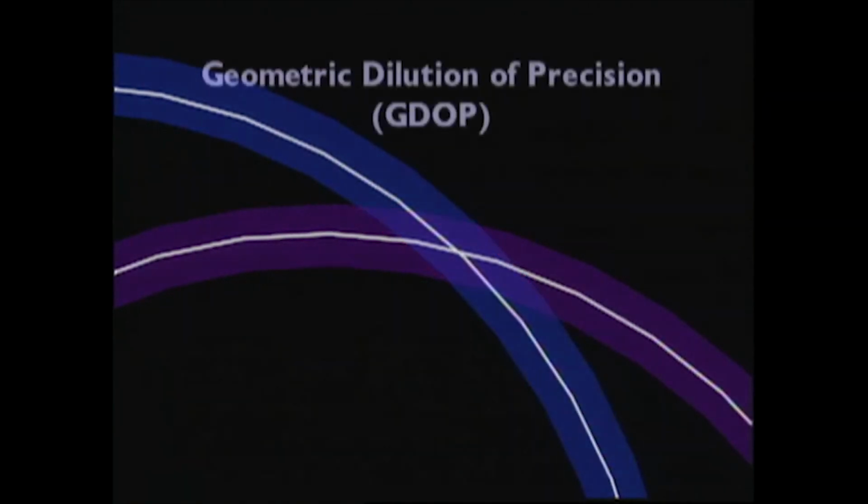Now, if the satellites were close together, you can see the region of uncertainty becomes much larger. And this effect is called the geometric dilution of precision, or GDOP, and is normally monitored by the receiver. Now, if the GDOP is too large, or if you can't see enough satellites, then your receiver should warn you that your measurement of position is unreliable.